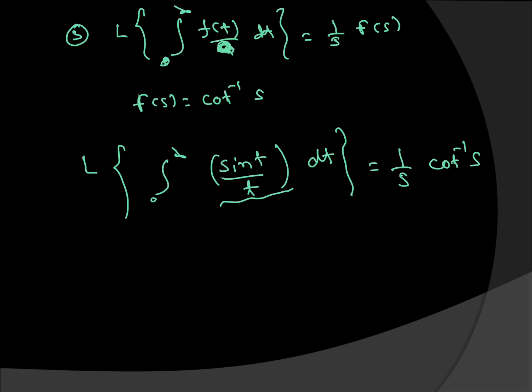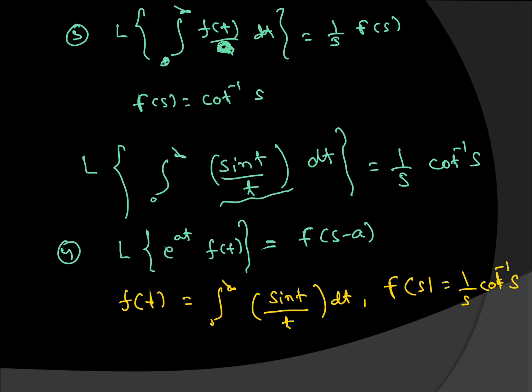Then in step 4 we will apply the first shifting theorem. From the first shifting theorem, we know Laplace of e to the power at f of t equals F of s minus a. So here, in the third step, we got f of t as the integral from 0 to infinity of sin t divided by t dt, and F of s is 1 by s cot inverse s. So there you will put the first shifting theorem.